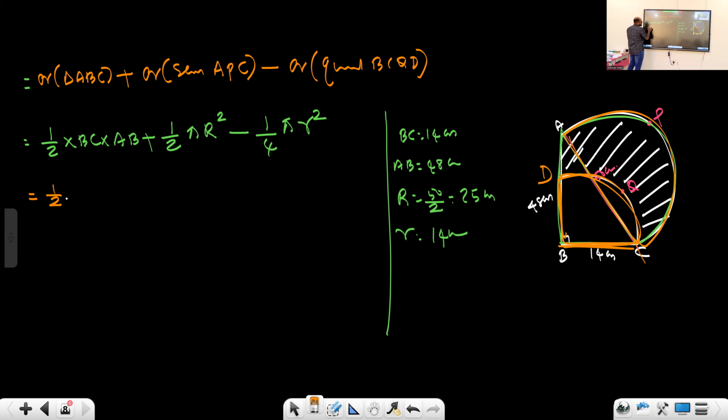That's equal to half into 14 into 48 plus 1 by 2 into 22 by 7 into capital R 25 square minus. Actually, 1 by 2 pi you can take it, but the calculation also we have to think about. Okay, 1 by 2 pi we can take it outside. What will happen? We'll see. 1 by 2 pi R square minus 1 by 2 r square. Check it. 1 by 2 pi I took it outside. There is 1 by 4. Now you can replace. That's better.